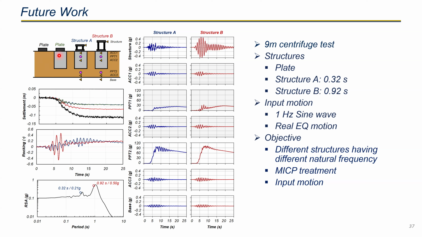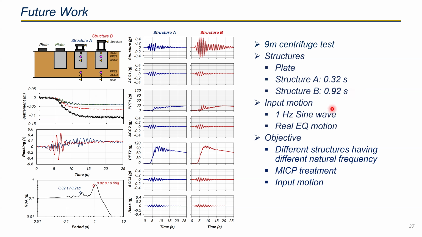We are using 3 different types of structures. The first one is just a plate, just for the surcharge. And we use structure A that has a period of 0.32 s. We try to match the natural frequency of the structure to the natural frequency of the MICP treated sand. And the third structure was called structure B, and the natural frequency of structure B was 0.92 second. We are trying to use the 1 Hertz sine wave motion, so we try to match the natural frequency of the structure to our input motion.